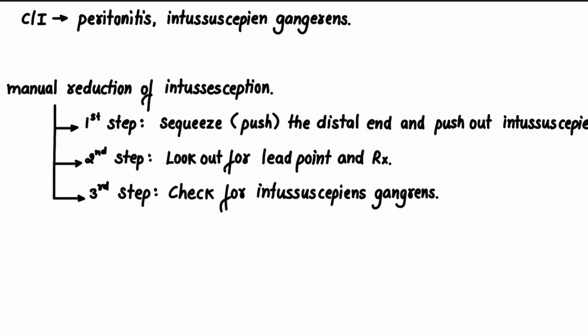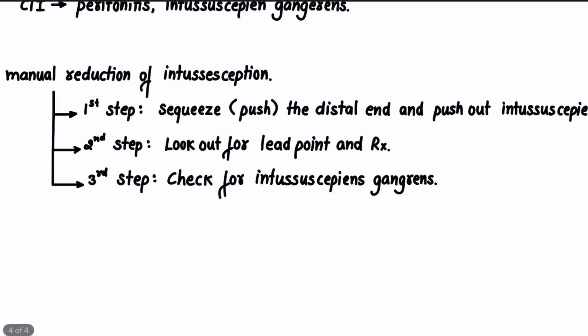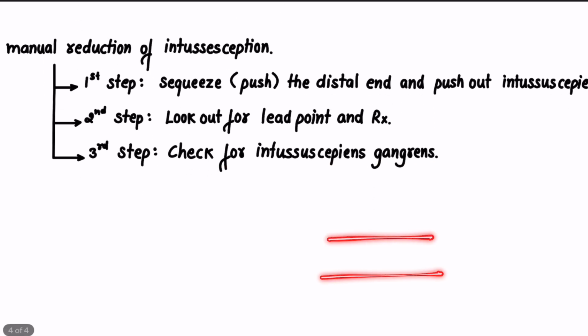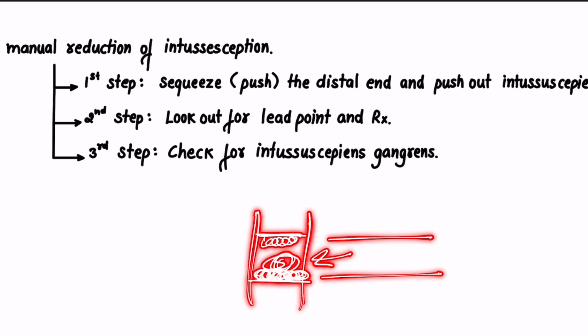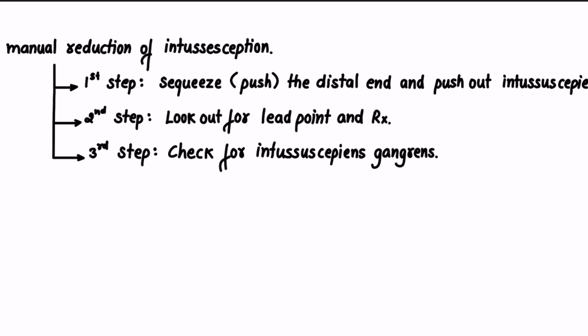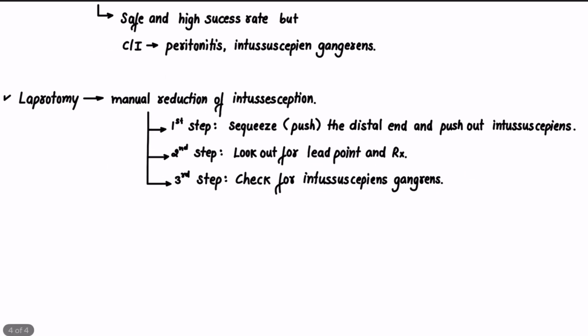Then in the third step, we will check for intussusception gangrene. This is important because maybe you have pushed it out, you have removed the lead point, but what if that part of the intestine is already gangrenized? So it won't undergo its normal function of reabsorption. So in that case, if there is gangrene, then we have to dissect this portion of the intestine and ligate the remaining portion. So checking for intussusception gangrene is very important, and these were the steps we will follow in the laparotomy of intussusception.